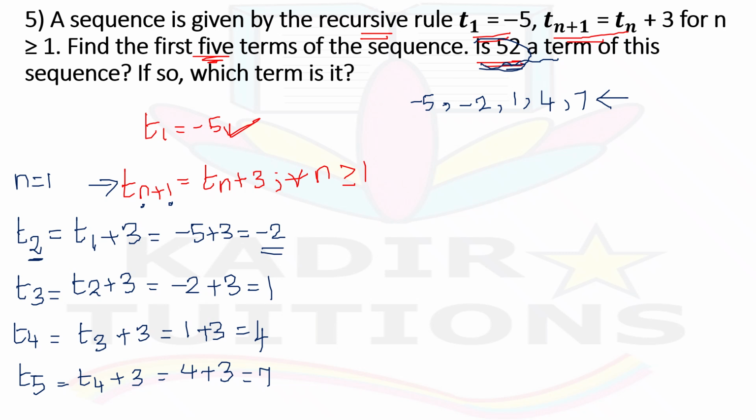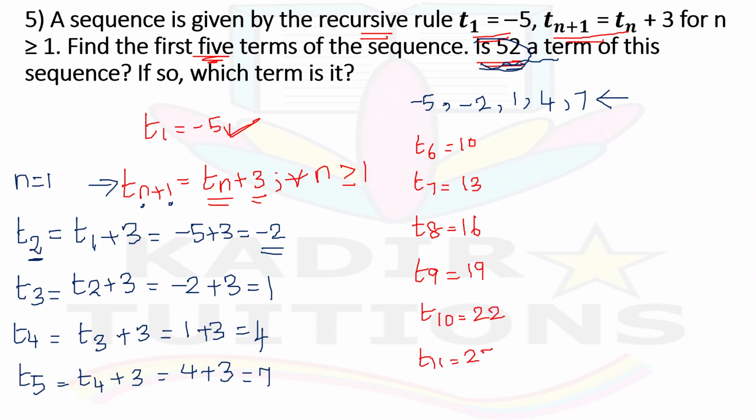We have already found terms till T5, right? After T5 we can proceed to the next terms also, so that we can identify whether 52 is coming or not. Each term is the previous term plus 3, right? So T6 equals T5 plus 3, which is 10. T7 is 13. T8 is 16. T9 is 19. And T10 is 22.